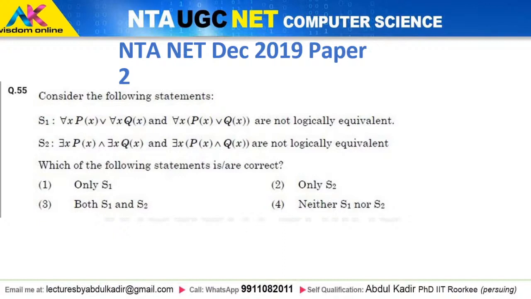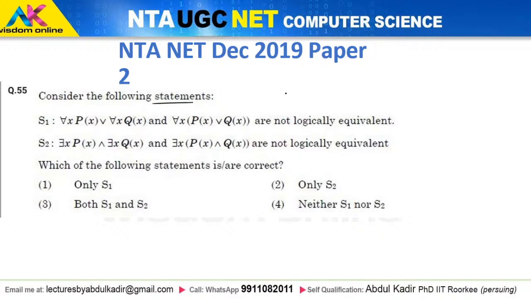Okay, so let's start the questions, and if any concept comes in any question which we have not covered, then we will cover that concept in that question. So first we will start with the questions directly. Let me start. So this is the first question. Consider the following statements: for all x px or for all x qx are not logically equivalent.